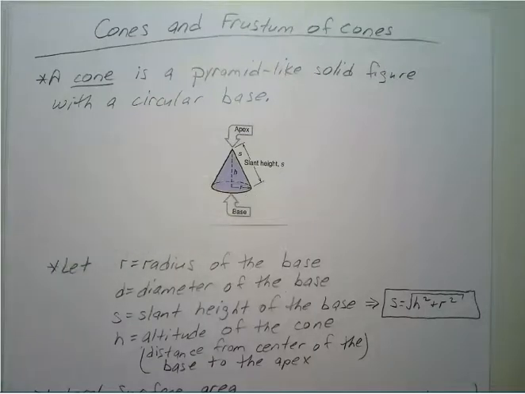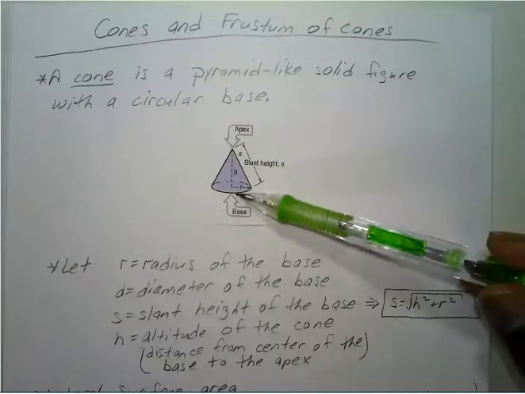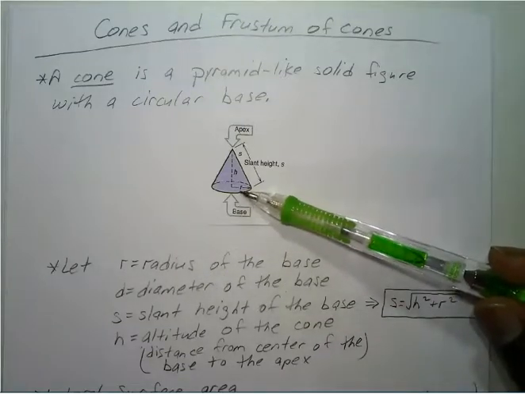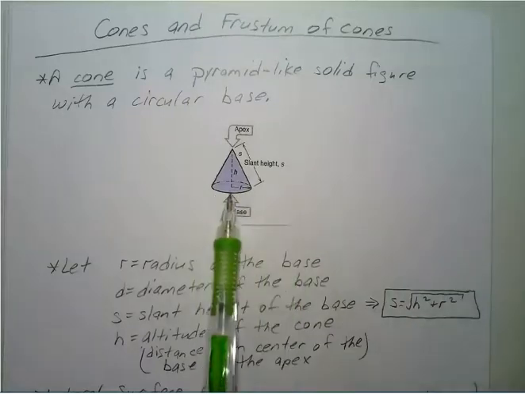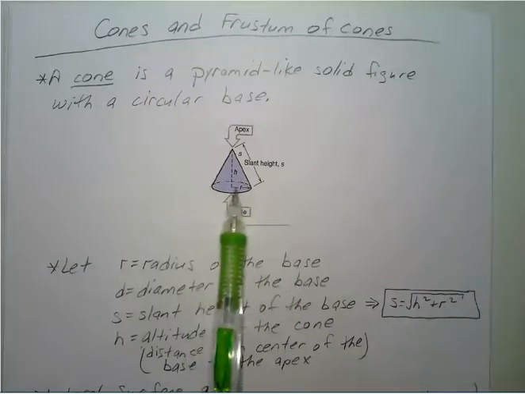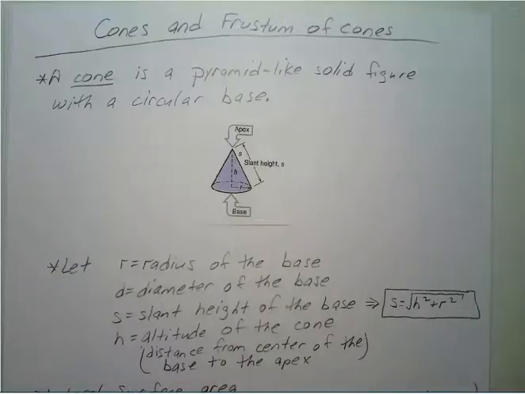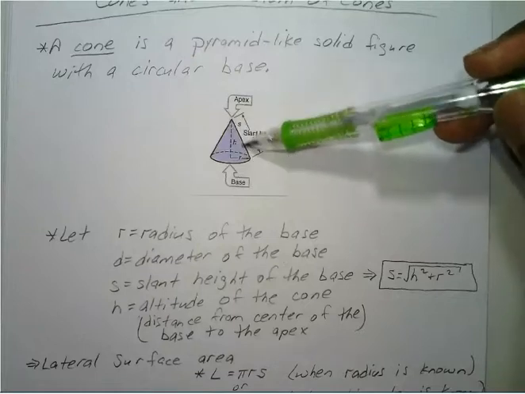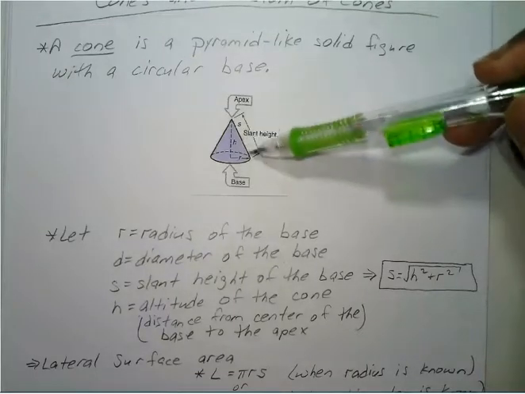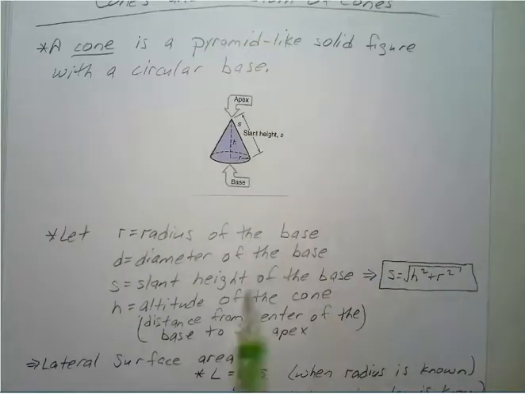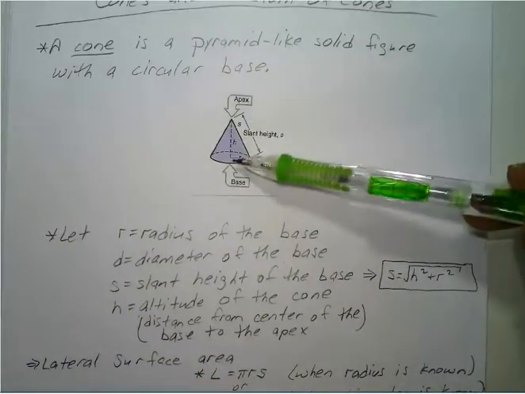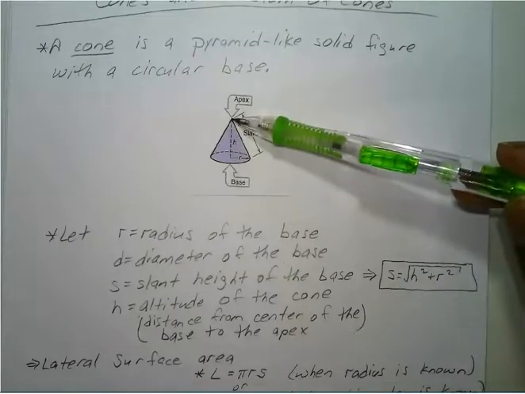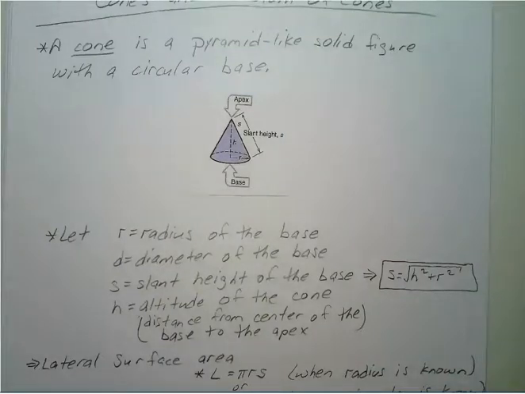You have your circular base where we will let the radius r equal the radius of the base. The diameter is, of course, the diameter of the base. So if you have the radius, the diameter is from one end to the other. Then you have the slant height, which is the slant height of the lateral surface. And then you have the altitude of the cone, which is the distance from the center of the circular base to the apex, which is right at the top of the cone.